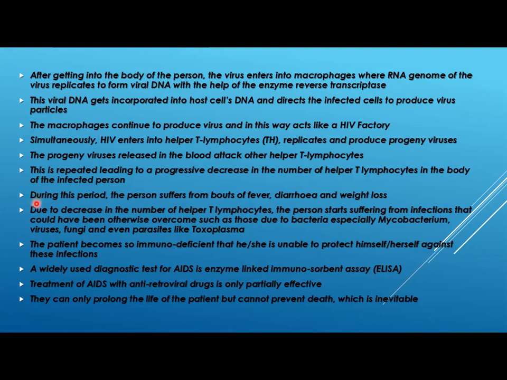Due to the decrease in the number of helper T lymphocytes, the person starts suffering from the infections that could have been otherwise overcome, such as those due to bacteria, especially mycobacterium, viruses, fungi, and even parasites like toxoplasma. The patient becomes so immunodeficient that he or she is unable to protect himself or herself against these infections.